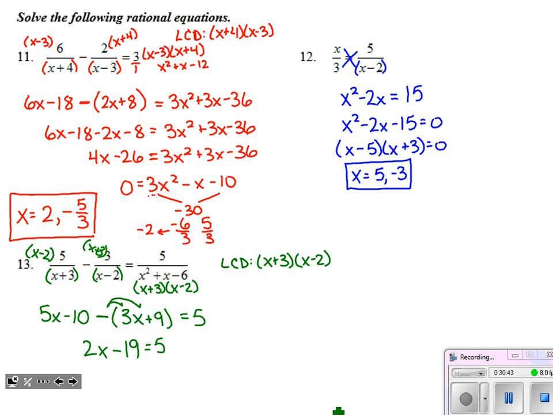And welcome back to Algebra 1. Add 19 to both sides and divide by 2. x equals 12. Quick run back through. Does that 12 produce a 0 denominator? No, it does not. x is an acceptable solution.